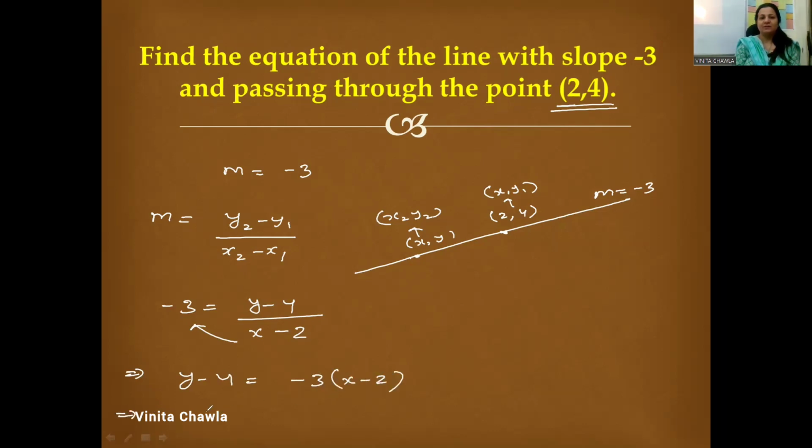This can be further written as y minus 4 is equal to -3x, minus minus plus, 3 2s are 6. Move this 3x to that side. We will get 3x plus y is equal to 6 plus 4 is 10. This is the equation.